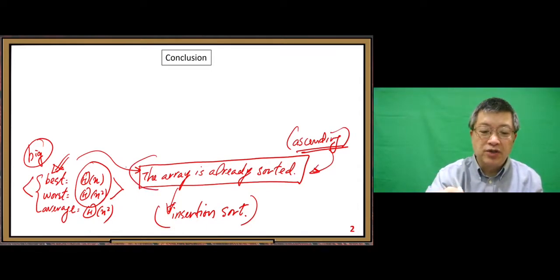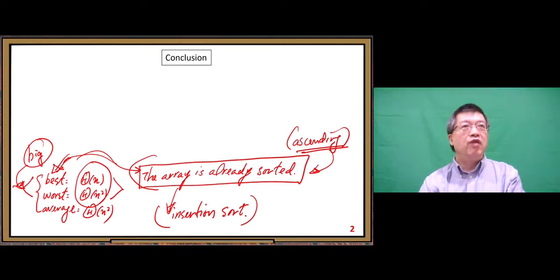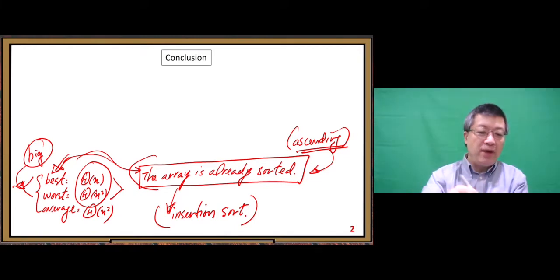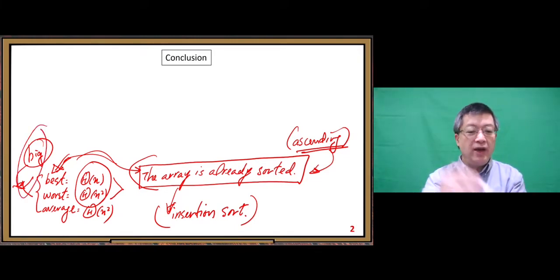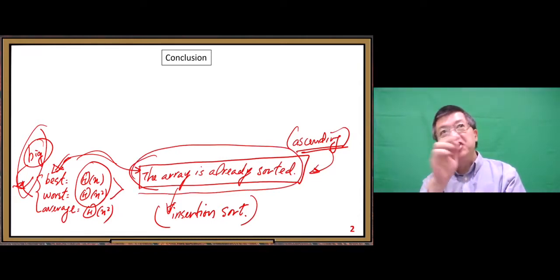This situation corresponds to the best case, and the best case, worst case difference is big. These two together. That's the special property of insertion sort. For other sorting algorithms, you couldn't find this property. If the best case, worst case difference is big, then when your array is already sorted, it may not be the best case. It could be the worst case.